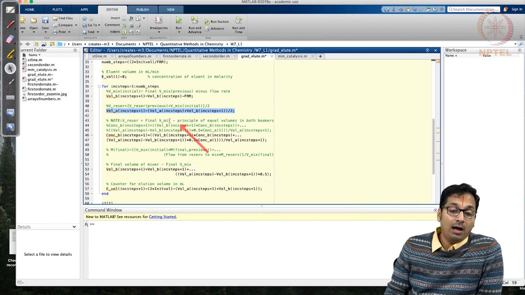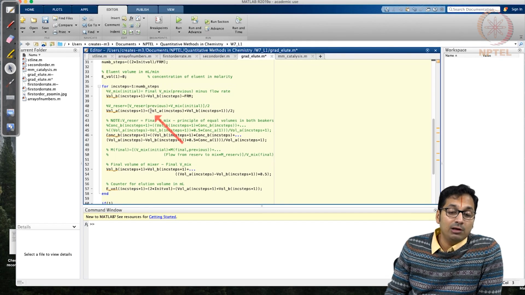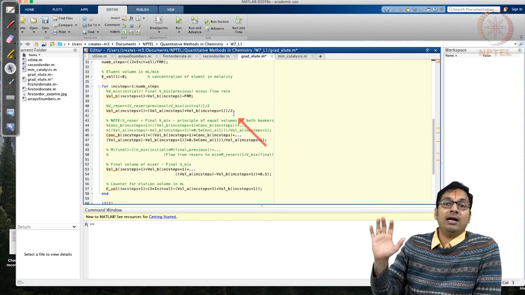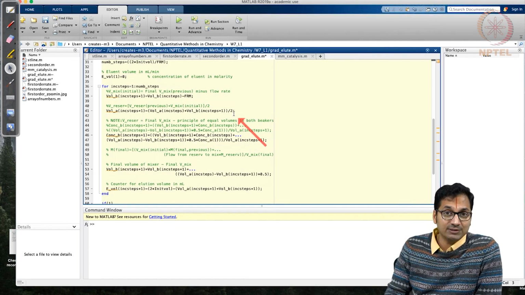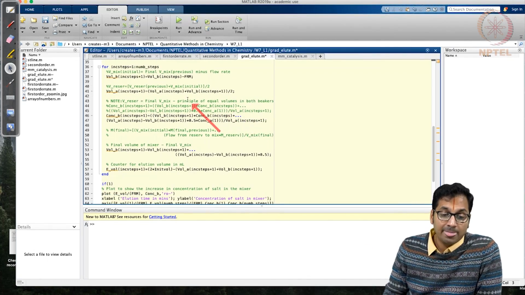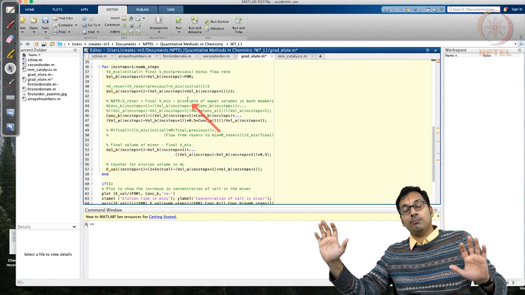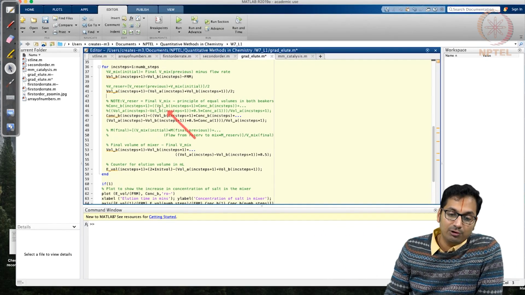And how are we calculating this? The volume in reservoir A after the change is going to be the initial volume, in this case 50, plus the volume that you have just calculated, which is 48, and that divided by 2. So you're going to have (50 + 48)/2, which is going to be 49. I'm just doing it for the first point so that I can understand better. Now what is going to happen? You're going to have 48 ml in reservoir B and 49 ml in reservoir A. So basically 1 ml is going to flow in.